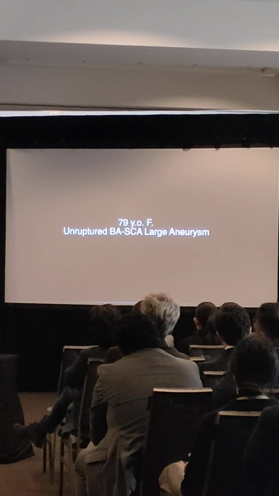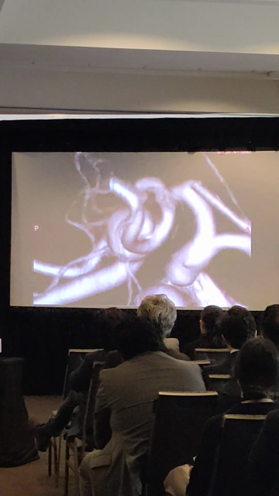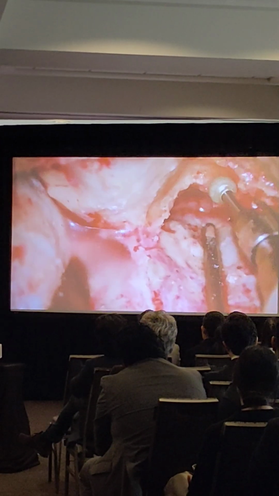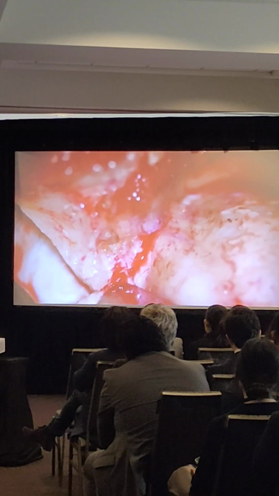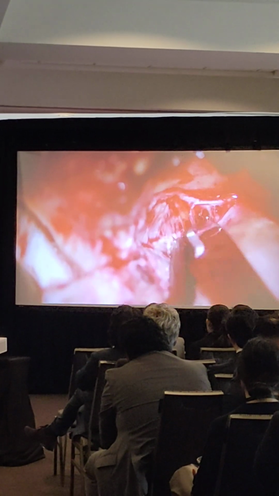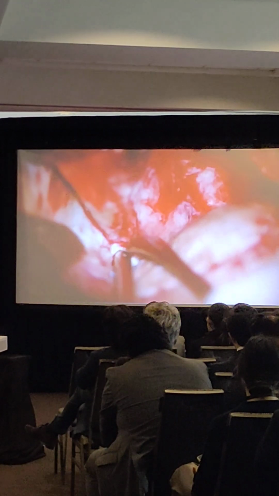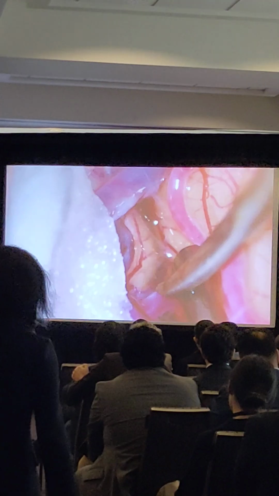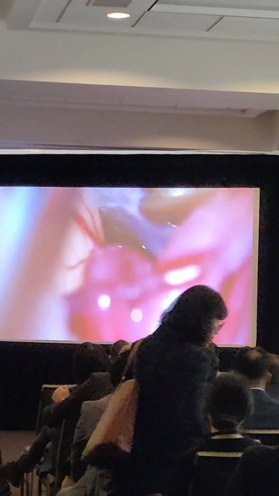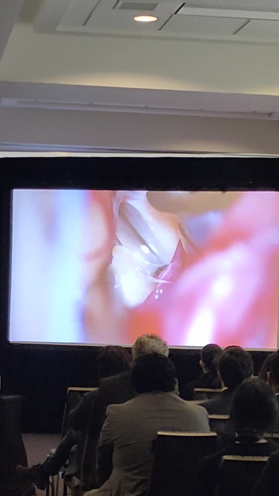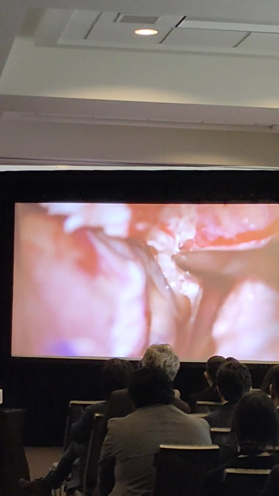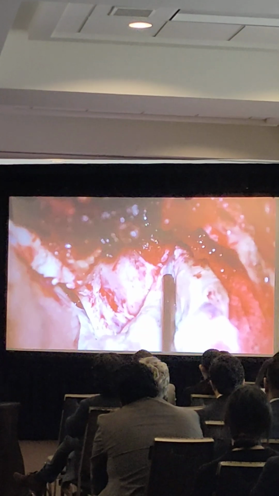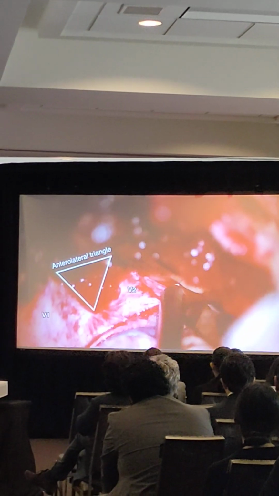The next case is a 79-year-old female. Again, this is a right-side large superior cerebellar aneurysm. Orbital skeletonization is a very good procedure to make space as a skull base approach. And again, this is a transcavernous approach. In this case, the atherosclerotic change of the internal carotid basal trunk is strongly expected.